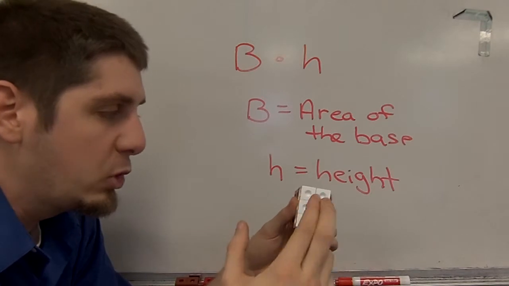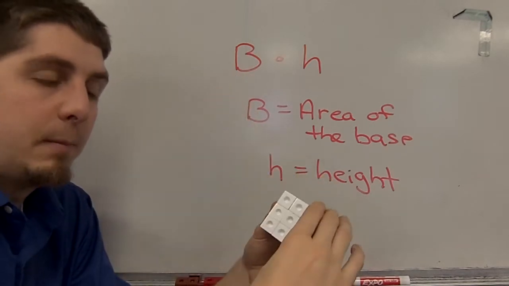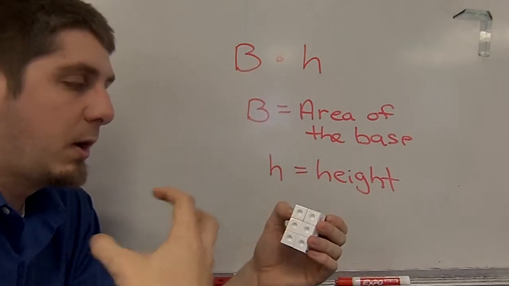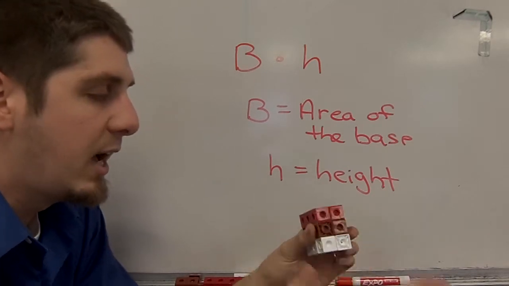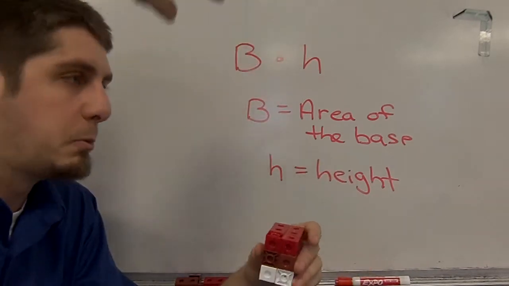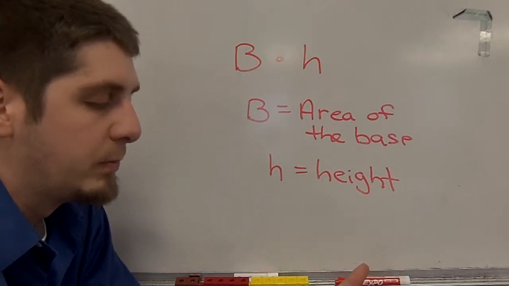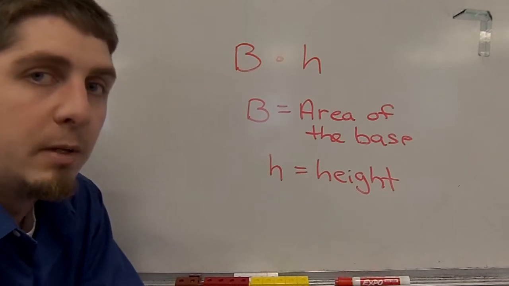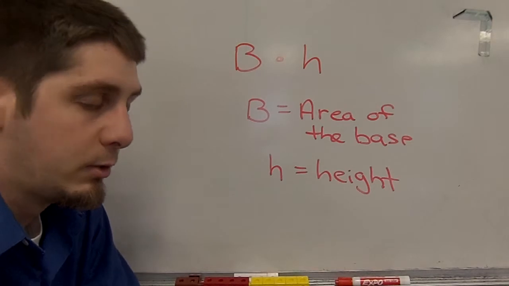So no matter what shape the base is, when you find the area of the base, it's telling you how many 1x1 inch cubes are in the base. And the height will always tell you how many layers there are, no matter what the shape is, whether it's a cylinder, triangular prism, rectangular prism, hexagonal prism, octagonal prism. This works for all prisms and all cylinders.